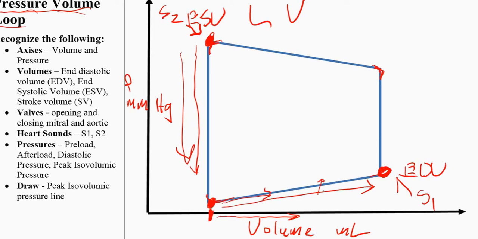And why does it stop filling? Because the left ventricular pressure exceeds the left atrial pressure and the mitral valve slams shut. It makes that S1 heart sound, and then we have what?